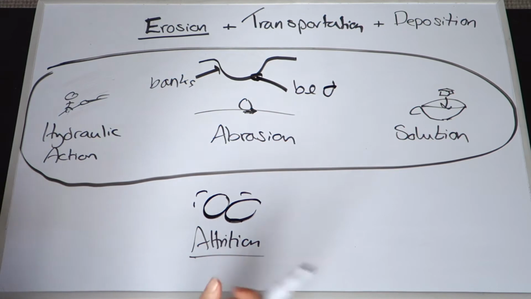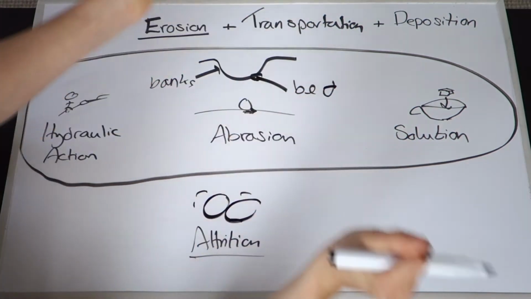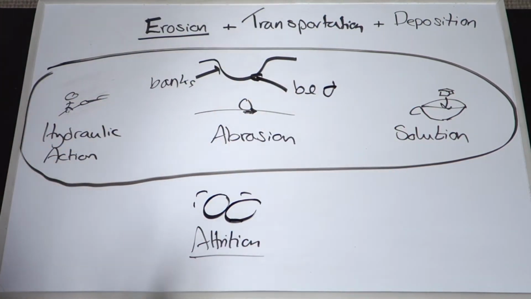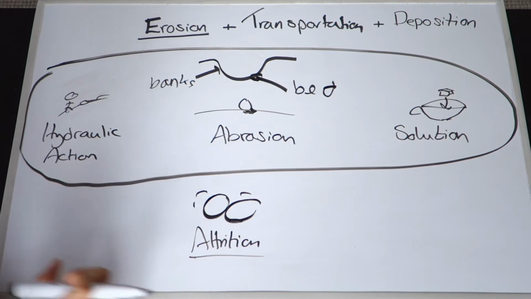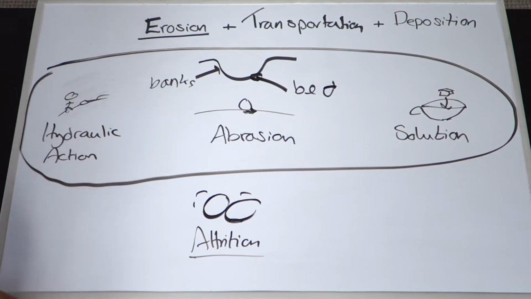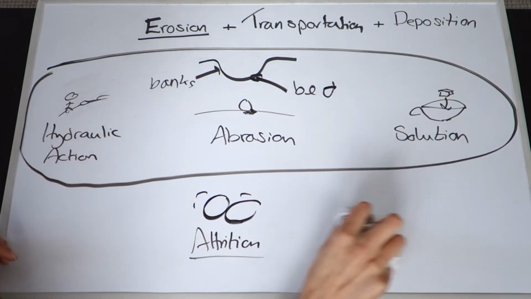And attrition is just where particles smash together. And when they smash together, just like what happened with my pen then, they break up. And they get smaller and rounder. So, by these four processes of erosion: hydraulic action, abrasion, solution and attrition, the load that a river carries gets smaller and rounder as it moves from the upland areas to the sea.